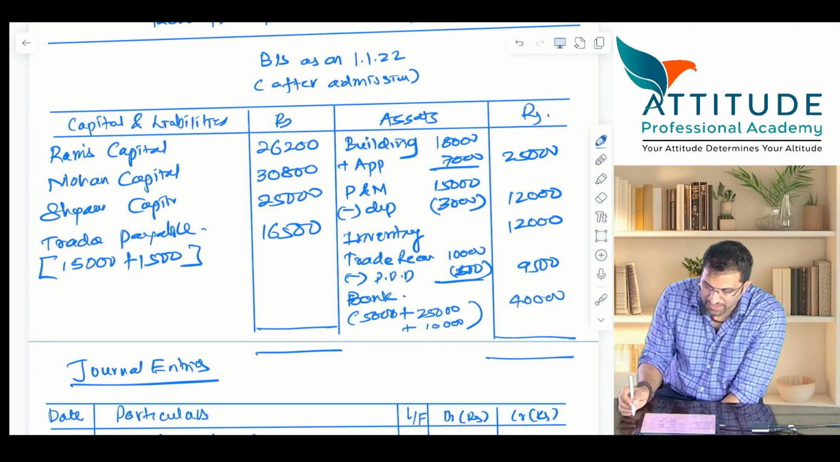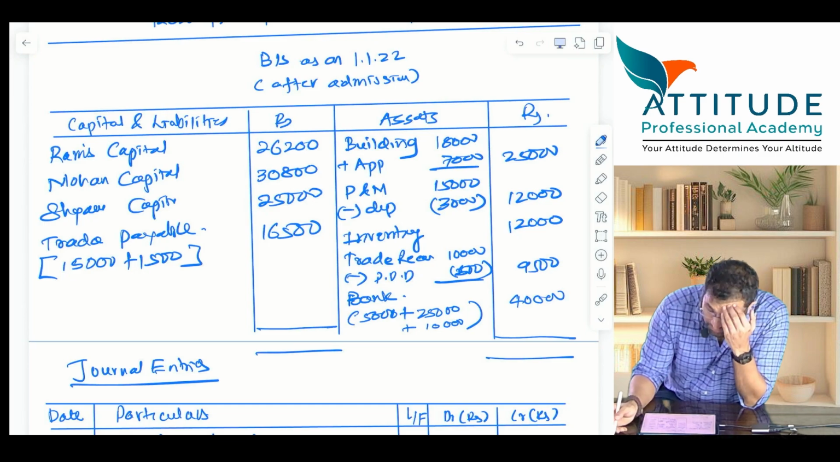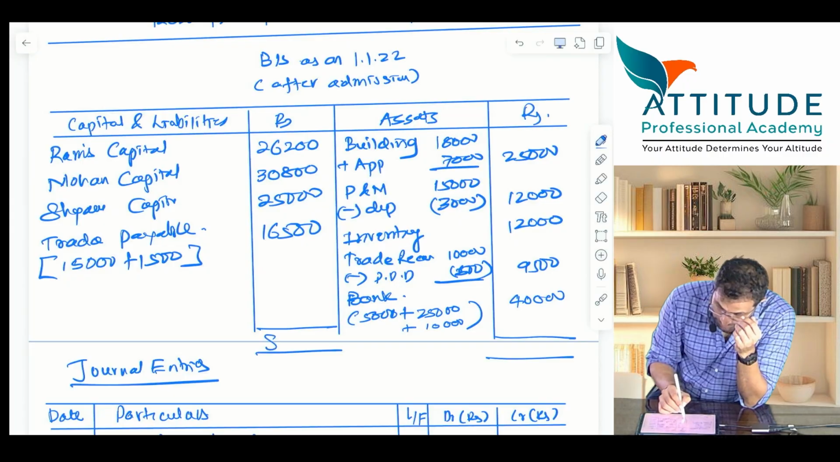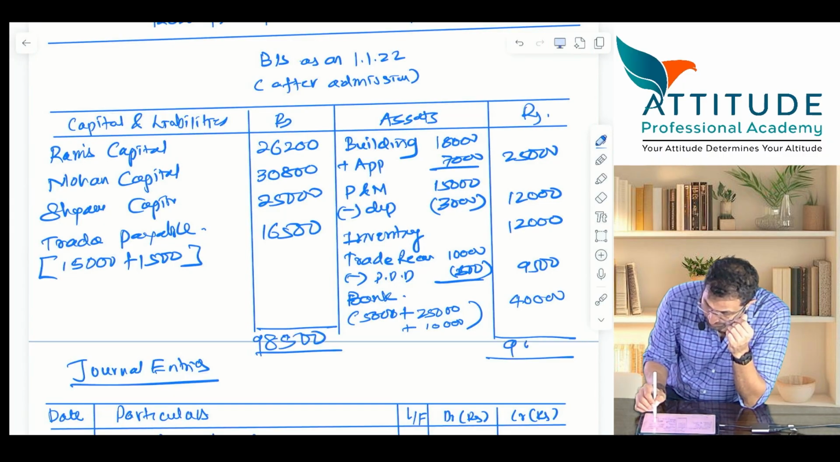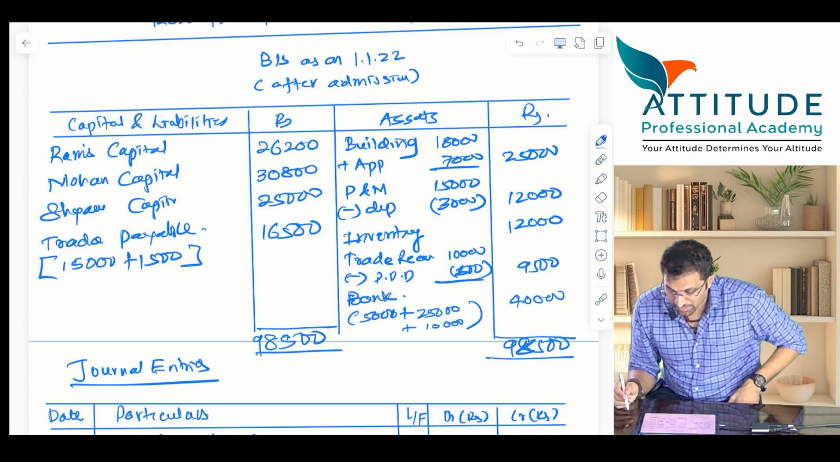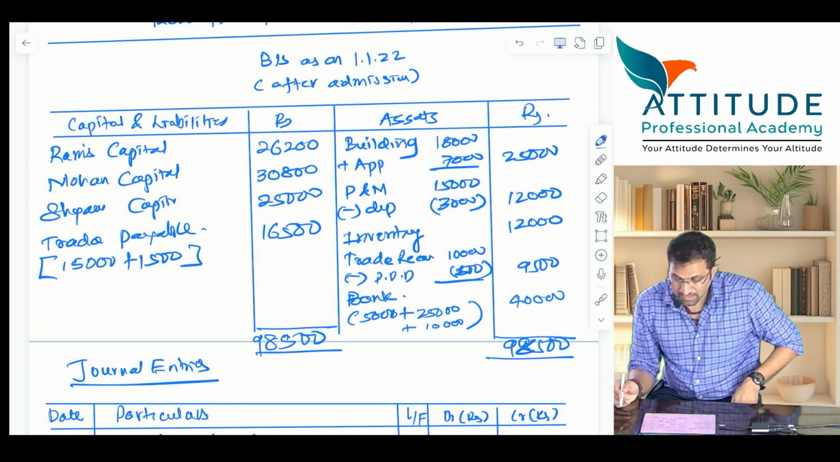Balance sheet. 98, both the sides. 98,500. Just check both the sides. Is it the same? 40, 50, 60, 70, 80. 98,500.